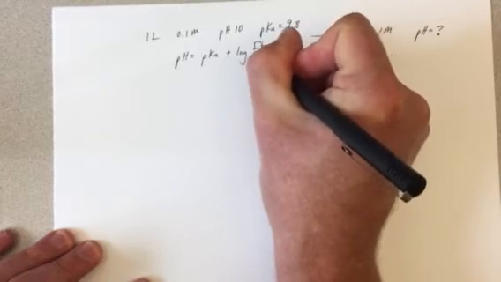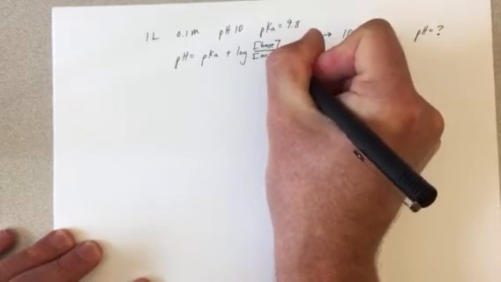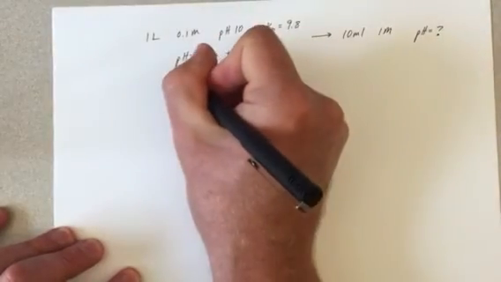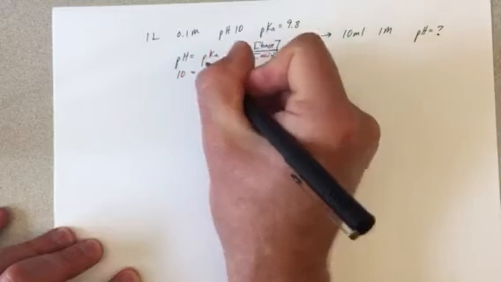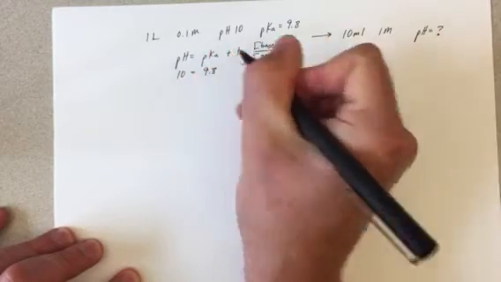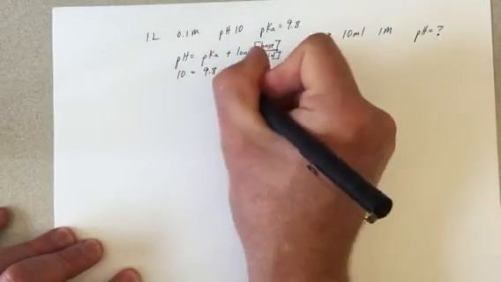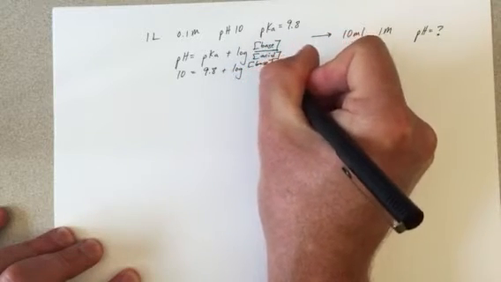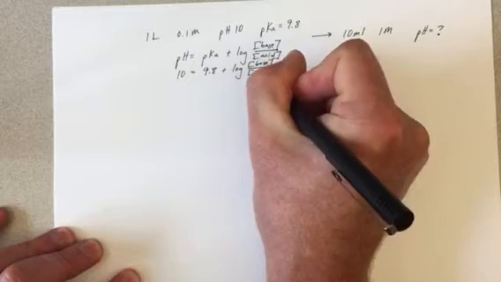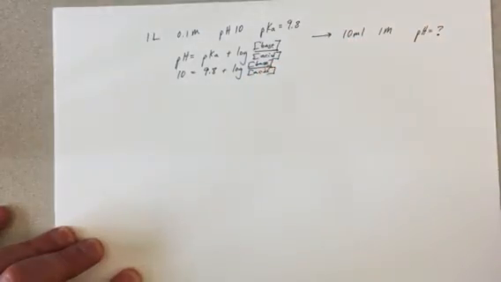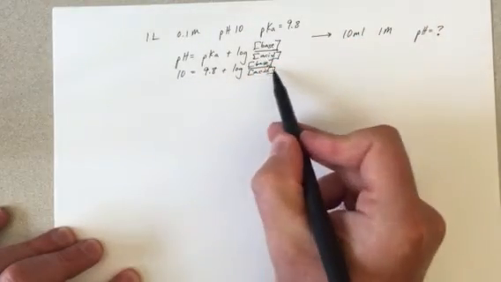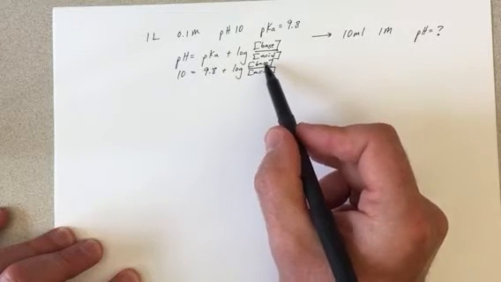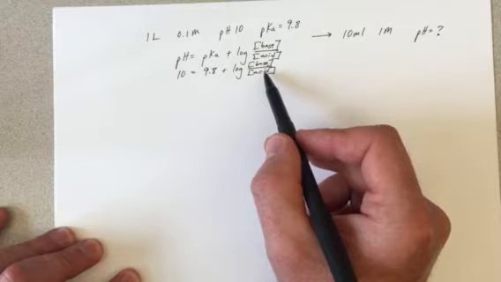And then I will try to fill in what I know and figure out what I don't know. The pH we know, it's 10. They tell us that. The pKa we know, it's 9.8. We do not know the concentration of base or the concentration of acid. And mathematically here we are stuck. Really, we've got 1 equation and 2 unknowns. We can't solve for both of these unknowns with this 1 equation.